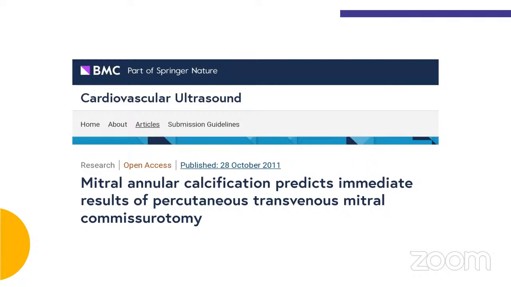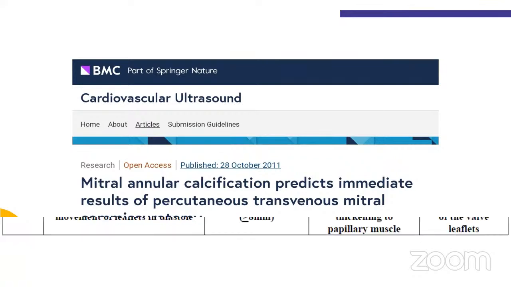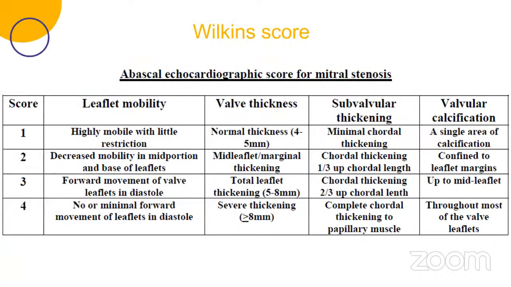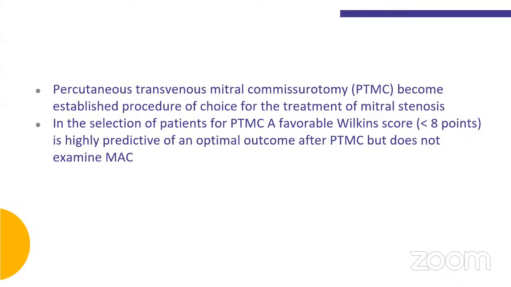Here, another study titled Mitral Annular Calcification Predicts Immediate Result of Percutaneous Transvenous Mitral Commissurotomy, published in 2011. It will be guided by the Wilkins score that has the factors of leaflet mobility, leaflet valve thickening, subvalvular thickening, and valvular calcification with 4 grades for each. So in this study, percutaneous transvenous mitral commissurotomy became an established procedure of choice for treatment of mitral stenosis. In the selection of patients for PTMC, a favorable Wilkins score of less than 8 highly predicts an optimal outcome after the percutaneous commissurotomy, but it does not examine the MAC.